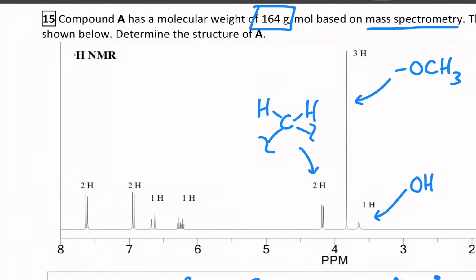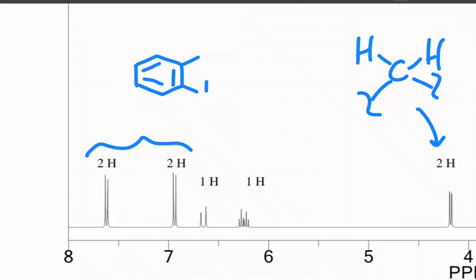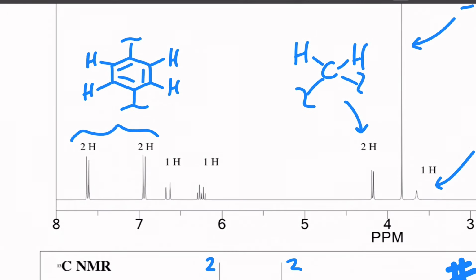And then we get to the left with much more electron-poor hydrogen atoms. This pair of doublets is the same as what we saw in the previous lesson. This is a para-substituted benzene, a para-di-substituted benzene. So there are 4 H's on a benzene ring where the substitution pattern on the benzene is a para-substitution.